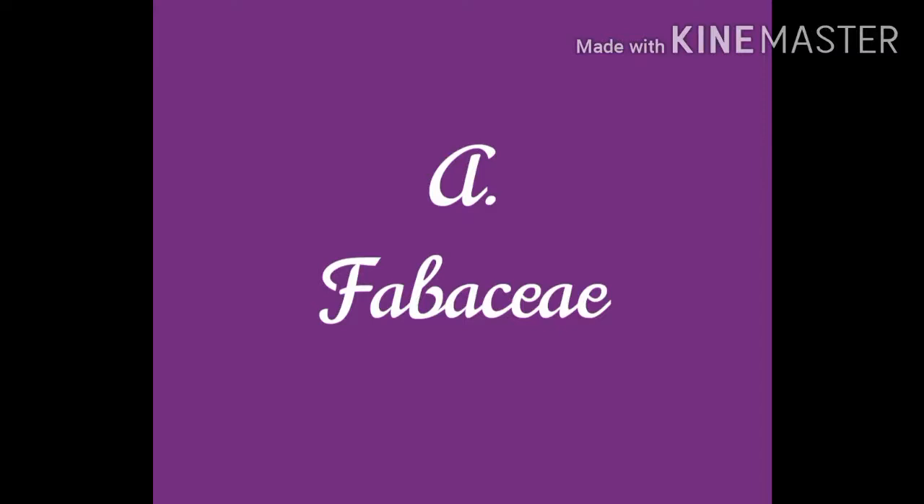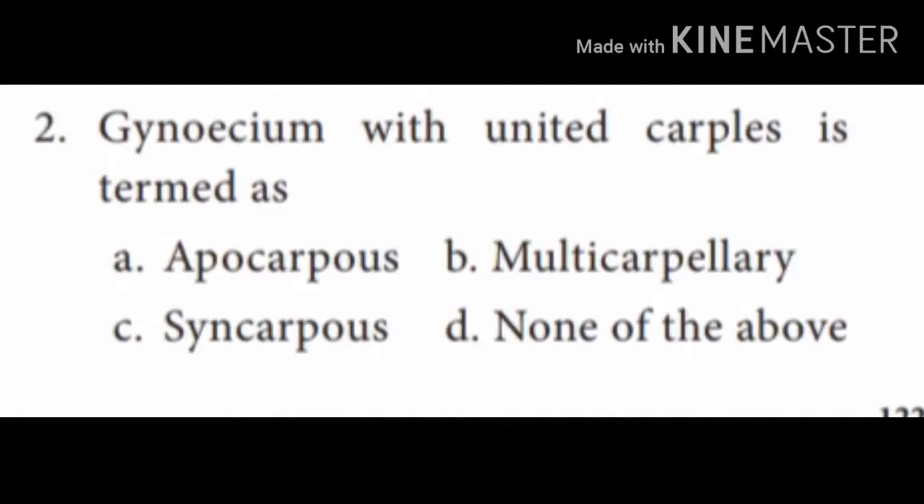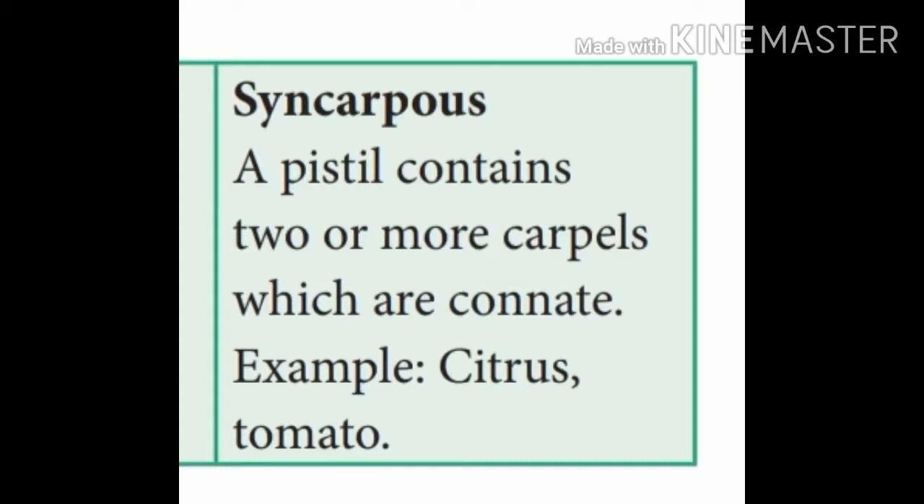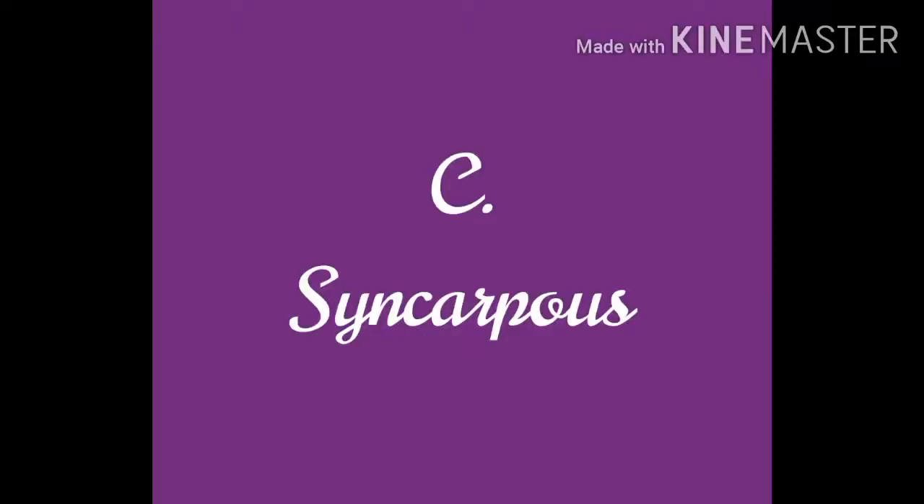The second question is, gynoecium with united carpels is termed as. Four options are given, we'll have to find it. For this, let's move to page number 107. You can find a box on the top, apocarpous and syncarpous. Pistil means ovary, consists of 2 or more carpels which are connate. Connate here refers to united. So, united carpels are called syncarpous. Option C, syncarpous is the answer for the question.